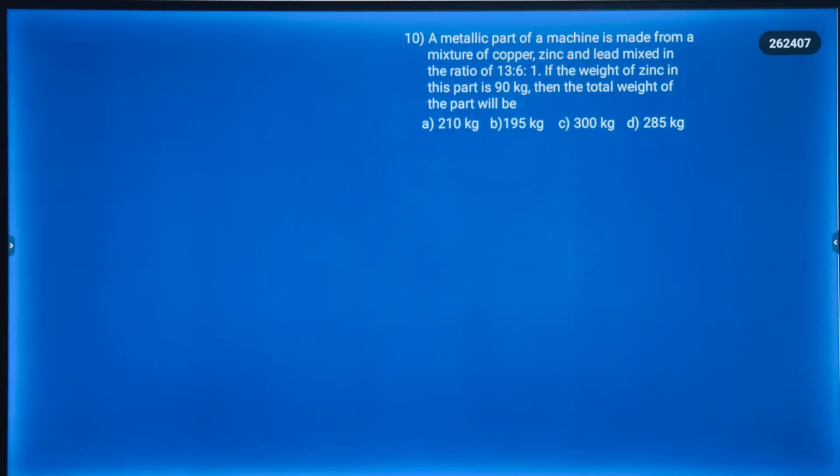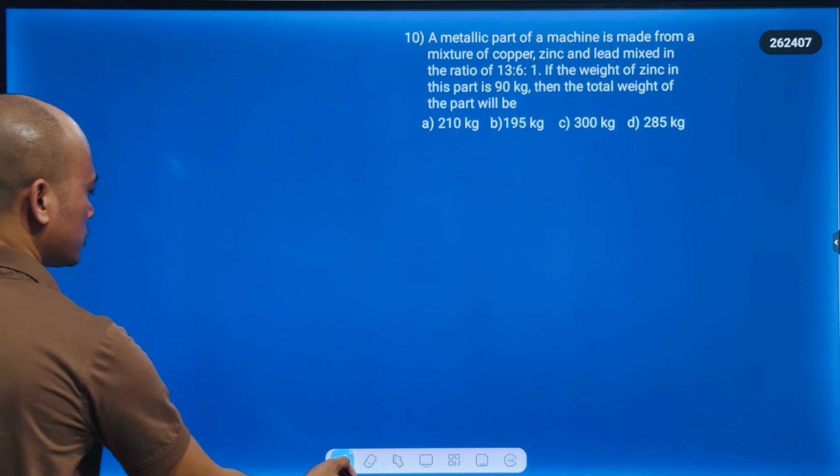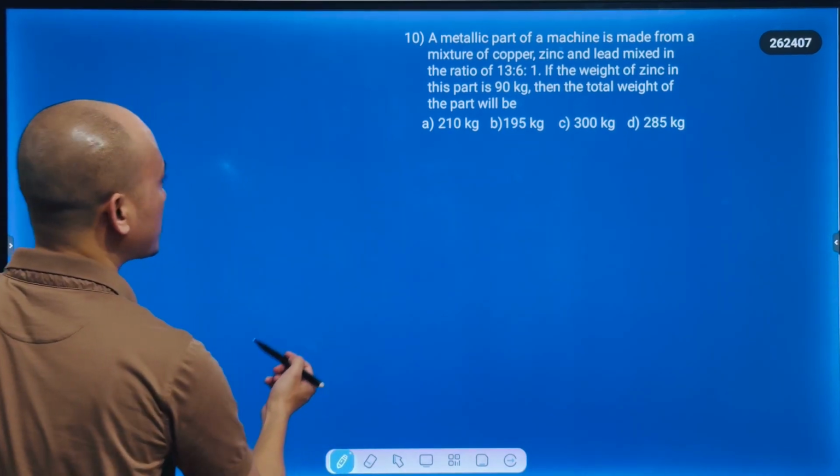Number 10, a metallic part of a machine is made from a mixture of copper, zinc and lead mixed in the ratio of 13:6:1. If the weight of zinc in this part is 90 kg, then the total weight of the part will be how much? Okay. So again a similar type of question to the previous one.